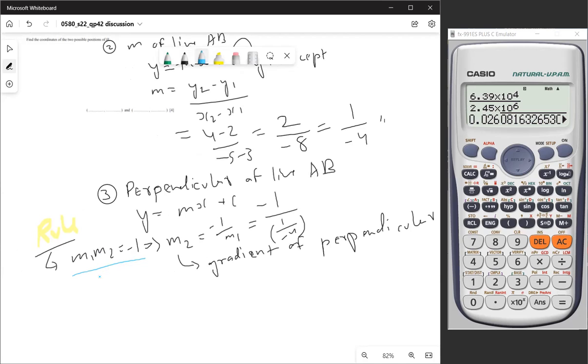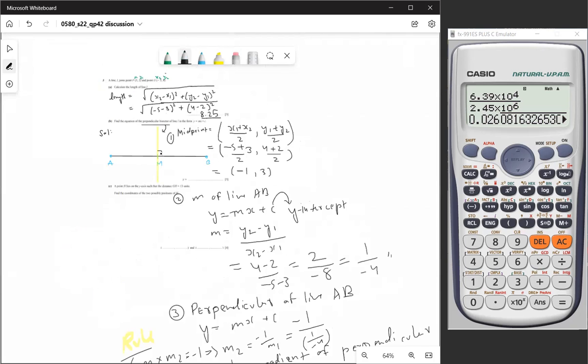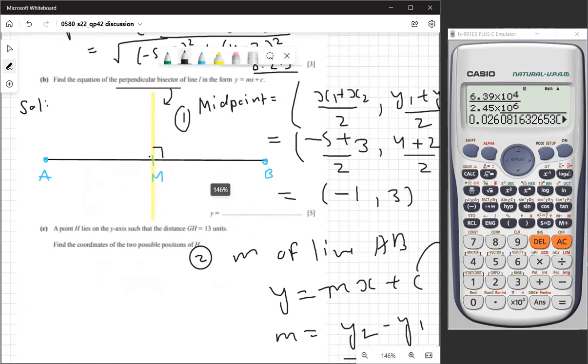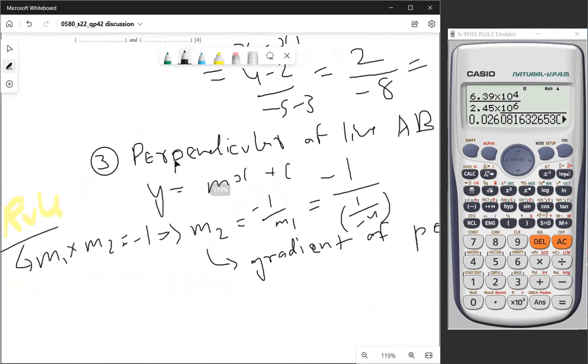What is the rule? Gradient 1 times gradient 2 is equal to -1. Yes, that's the rule. Is the gradient of a perpendicular bisector the same as the gradient of the line? No, it's not. It's the negative reciprocal. Parallel lines have the same gradients. Since this line is 90 degrees, it's not the same gradient. So this is the rule for it.